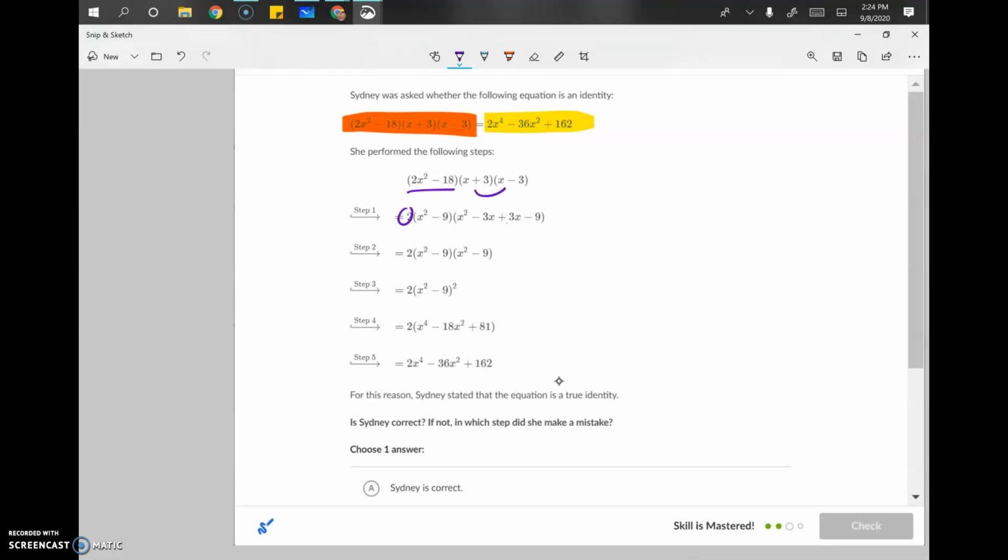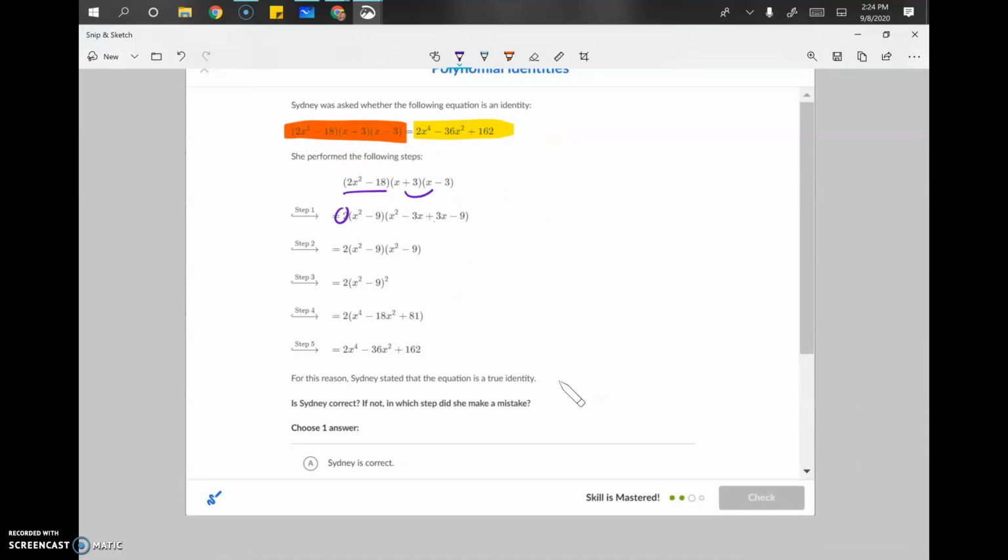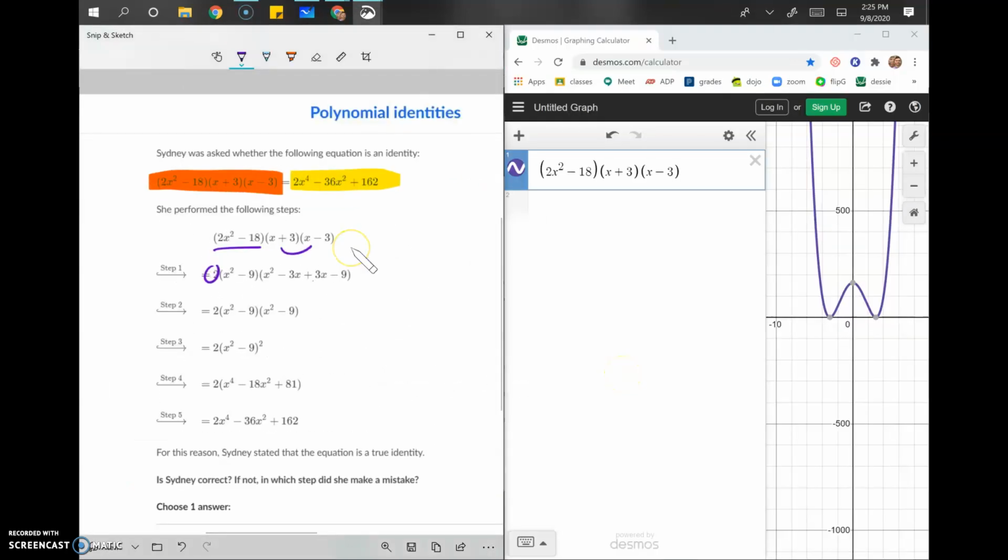Here, she multiplied. We could totally do that, and that would be okay, but I'm just going to see if each step is right using Desmos. It's going to be easier to see if she's made a mistake. So in Desmos, I'm going to type in the expression she's looking at when she starts. I've got the red one in right here.